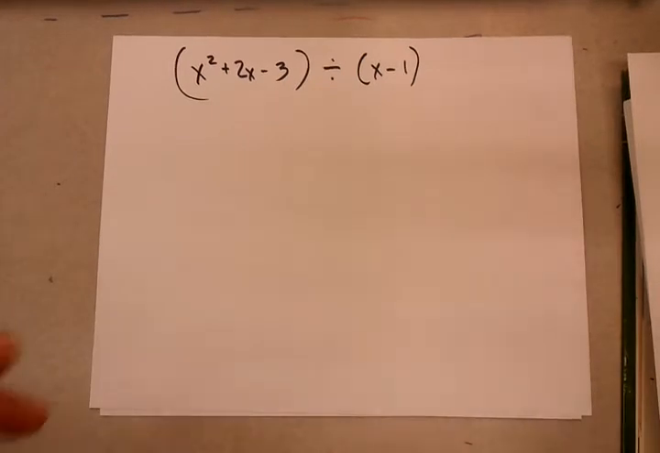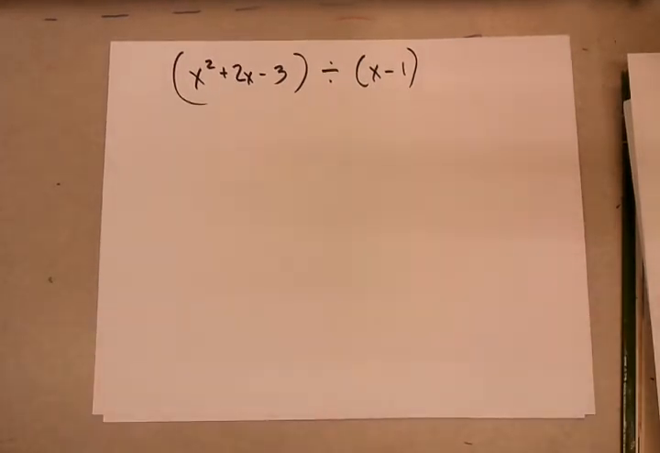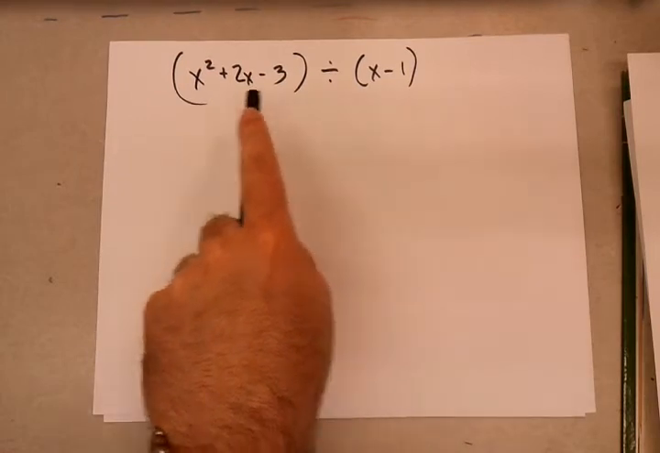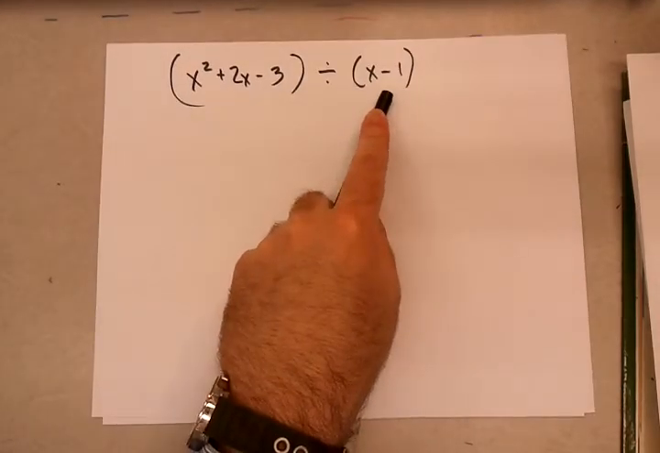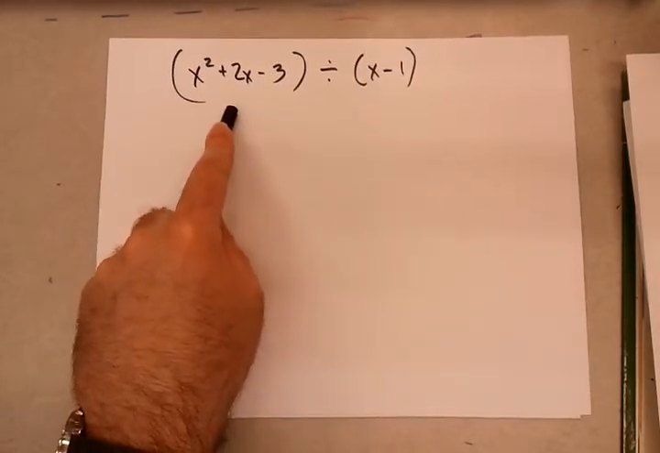So here we have a pair of polynomials, really simple ones. That's a really simple trinomial, second degree, x squared plus 2x minus 3. And over there we have a pretty simple binomial, x minus 1. Doesn't really get any simpler than that. So we're going to start off easy. We're dividing the binomial into the trinomial. So right away you know that that's the divisor, that's the dividend, and the answer is going to be the quotient.